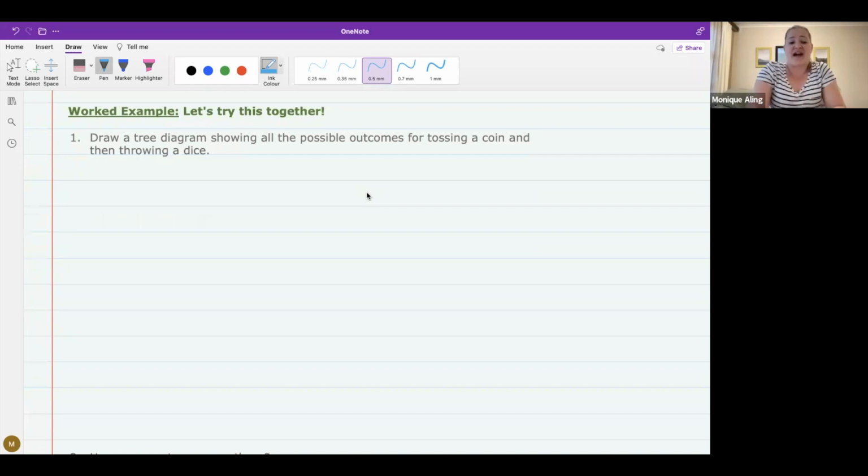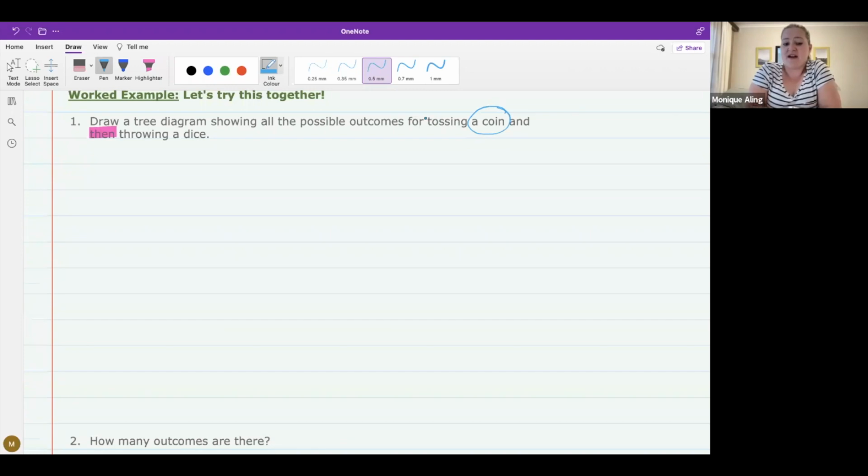Based on how this was worded, the coin tossing is going to happen first, because then they say then throwing a dice. So that means the coin needs to come first in our tree diagram. And generally, the order of the question is the order of the tree diagram. So if the coin's mentioned first, you put the coin first in your tree diagram. Just to remind ourselves, we're going to do this together.